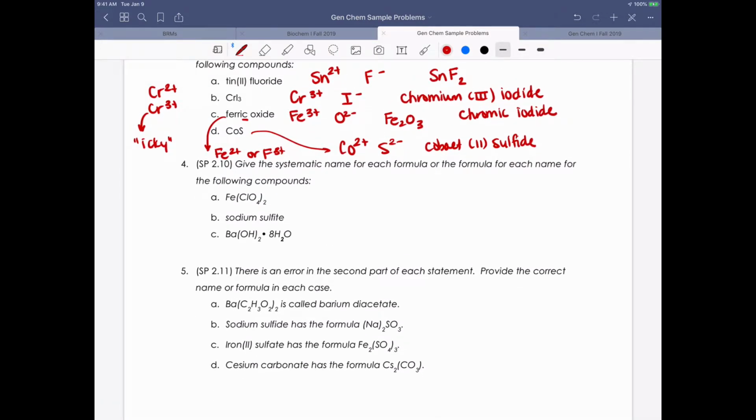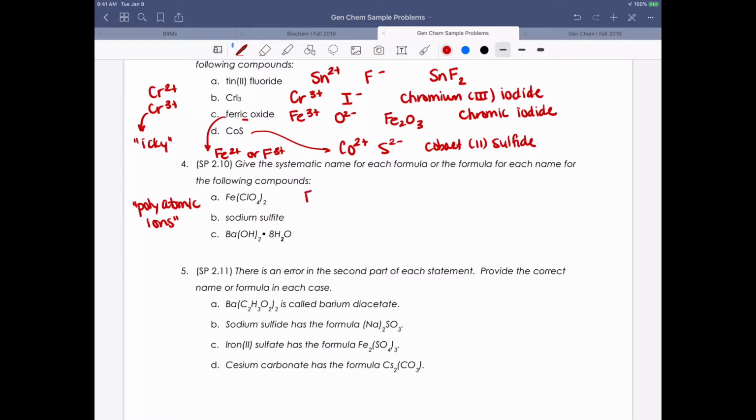Moving to our next problem here, again, give the systematic name for each formula, or the formula for each name, for the following compounds. What we've moved on to with sample problem 2.10 is thinking about polyatomic ions. The previous problem really just dealt with what we call monoatomic ions, ions that are just a single atom. In this problem, we have polyatomic ions, which are negatively or positively charged groups of atoms that we're going to see in compounds.